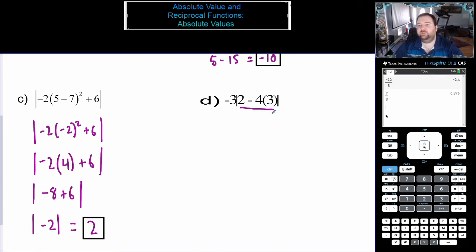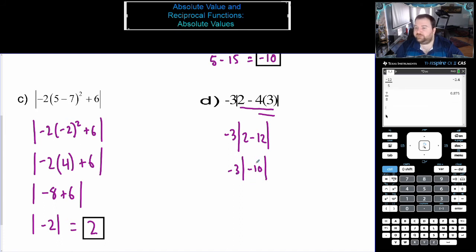So this is the first thing we do before we even look at this. Now we are going to deal with the multiplication piece first. So we're going to have negative 3 times the absolute value of 2, and then minus 4 times 3, which is 12. Then you're going to subtract these. So negative 3 times the absolute value of 2 minus 12, which is negative 10.